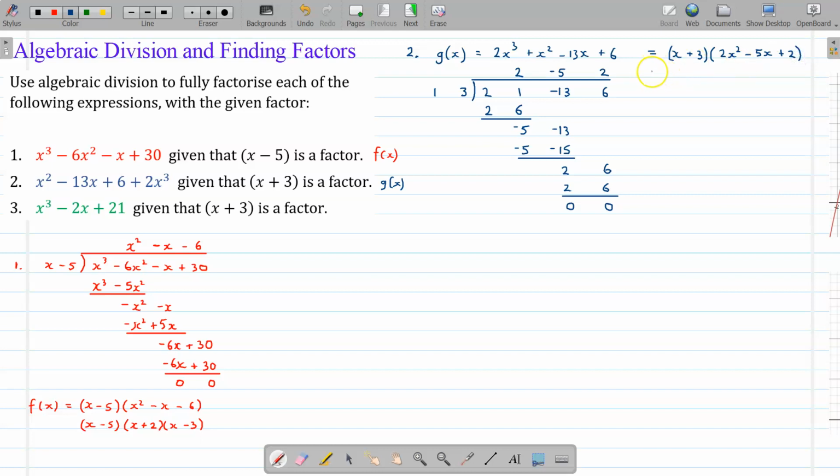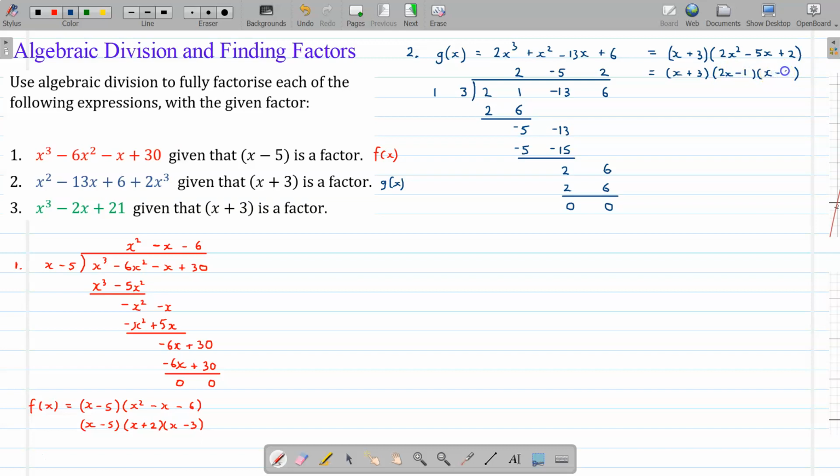We look at the quadratic part and see if that factorizes. Now it does, but it's a bit more tricky this time because of the 2x in front. So we know that 2x and x are how the two brackets would have to start to give us the 2x squared. Okay, so we start with that. And then we're looking for the remaining factors from that. And it will be minus 1 and minus 2.